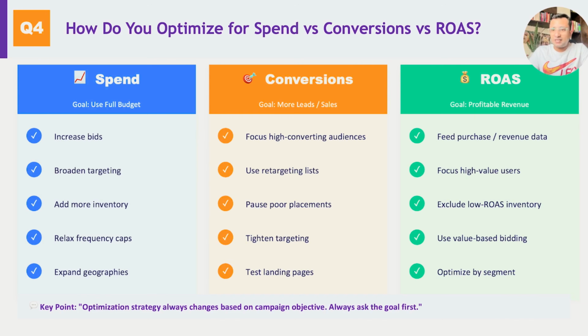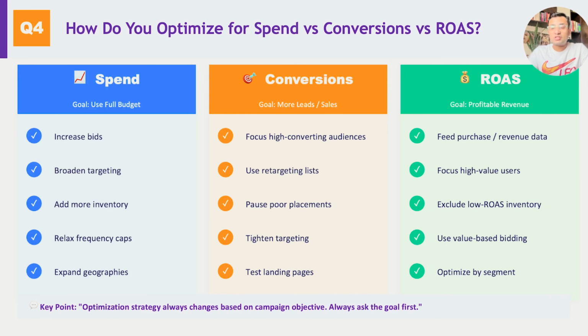Then I'm going to expand the geographies. If I am targeting London right now, I'll try to target nearby zip codes around London so that we can spend our full budget in nearby locations also. The second optimization, if they ask you how would you optimize a conversion based campaign, where the goal is to get more leads or more sales.